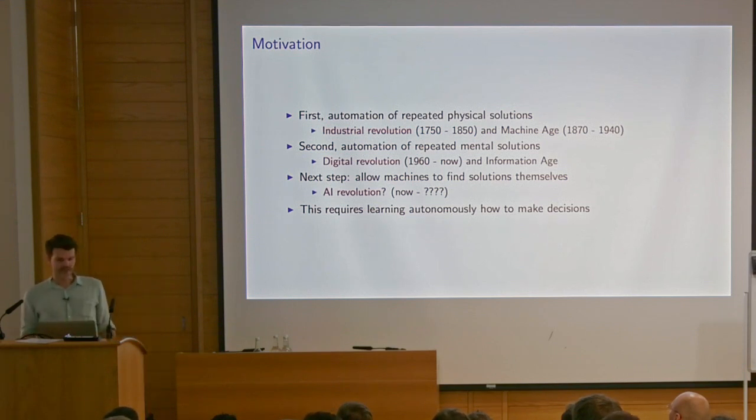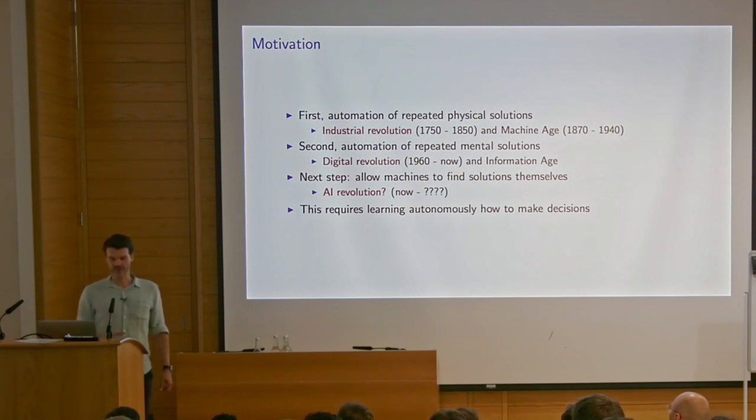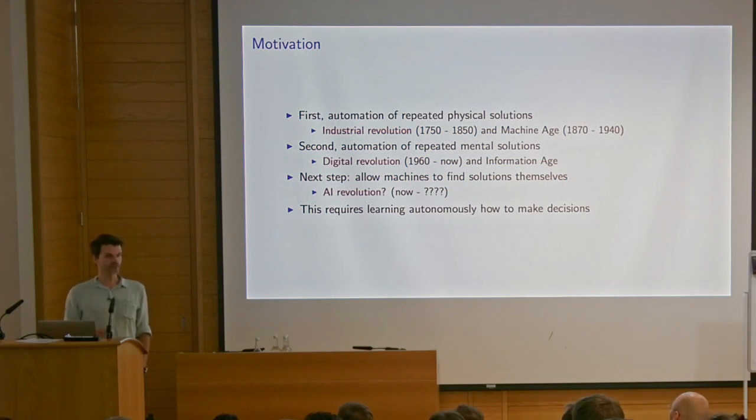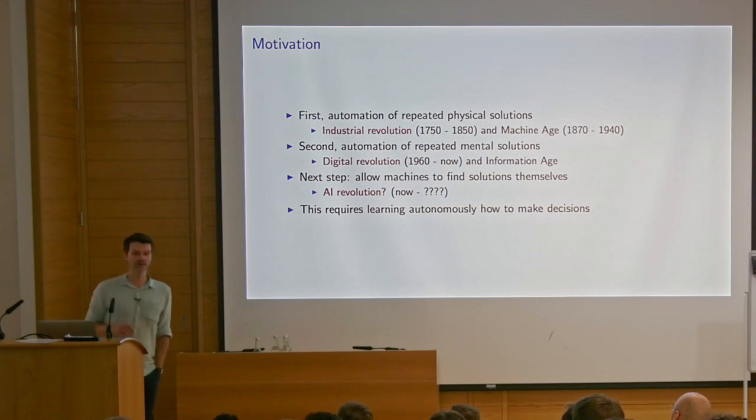Now, more recently, there was basically a second revolution, you could say, where we were able, using computers, to automate repeated mental solutions. For instance, think of a calculator. We know how to do addition, we know how to do multiplication, and we know it precisely enough to be able to basically tell a machine how to do those operations, and then the machine can help us do them maybe more precisely and maybe a lot faster than we can.